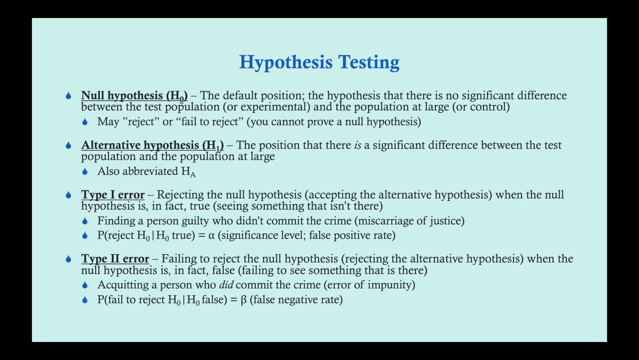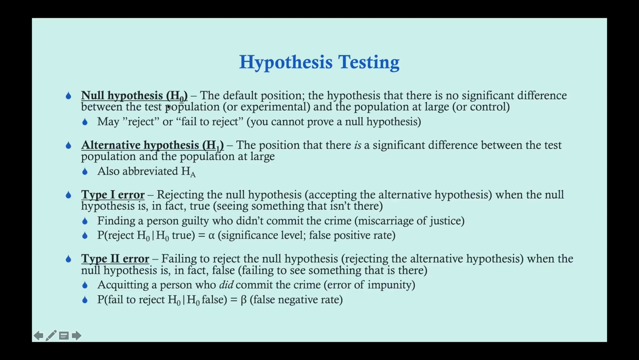And that would be the alternative hypothesis. The alternative hypothesis is the positive. It's the position that there is a significant difference between the test population and the population at large. And I say test population and population at large because that's typically how it applies to biostatistics. But the null hypothesis and alternative hypothesis have applications outside of biostatistics. So this is really just definitions that apply to our purposes in biostatistics.